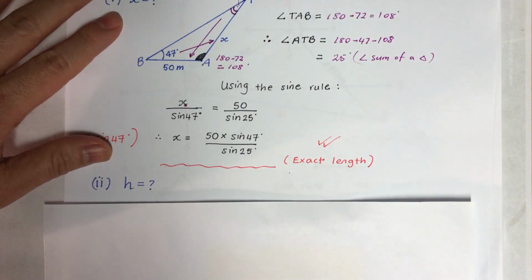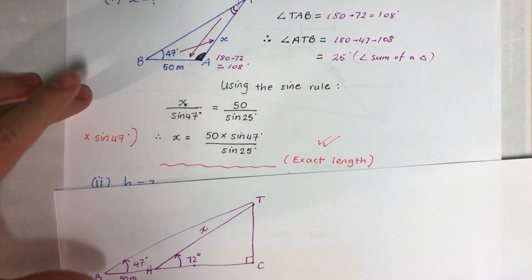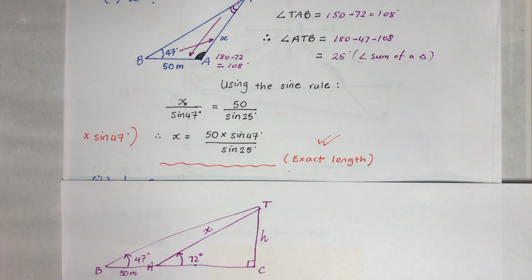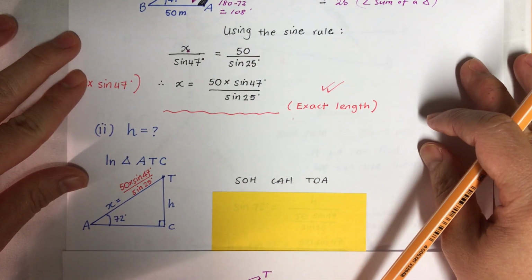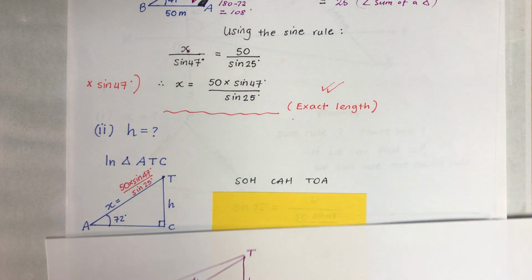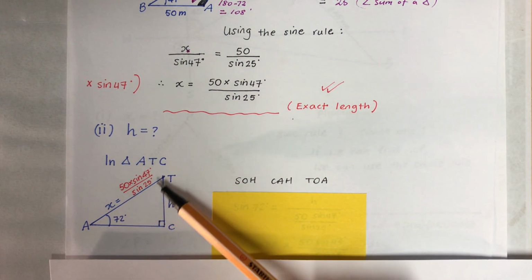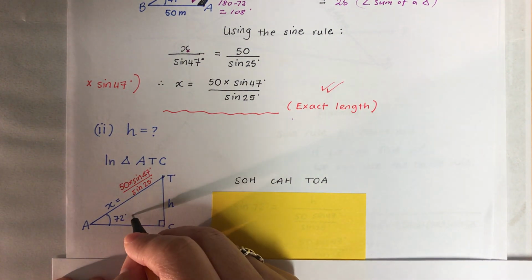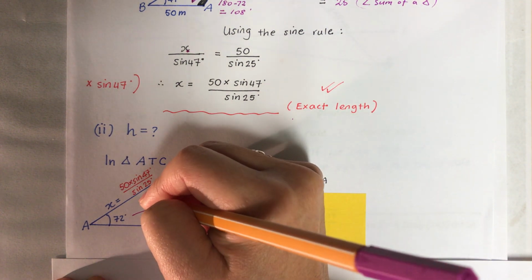So part 2 was finding h. So I'm just going to put this diagram right there. So h will be this. Obviously I'm going to use the triangle ACT. So I'll just sketch that there. And we know what x is from the previous question, so I just put the exact length there. And then I have to find h. So matching, and then matching.